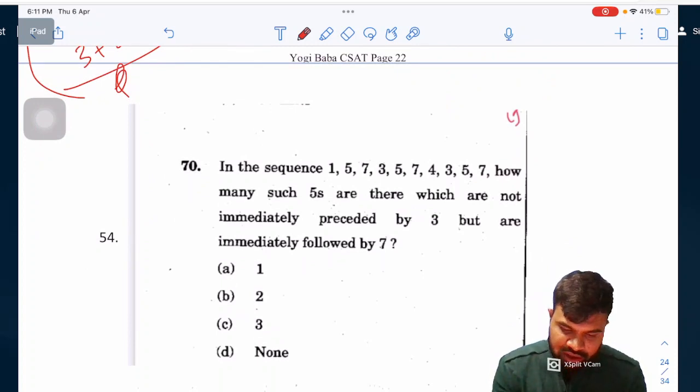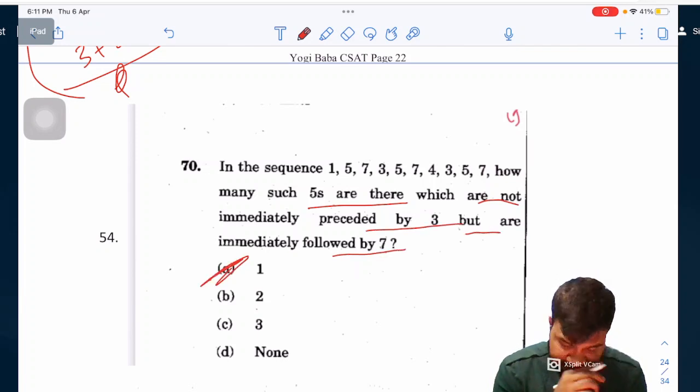54, easy question. How many fives are there which are not immediately preceded by 3 but are immediately followed by 4? Only 1 is there.